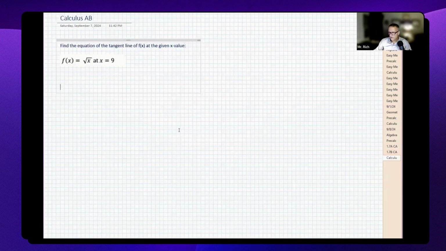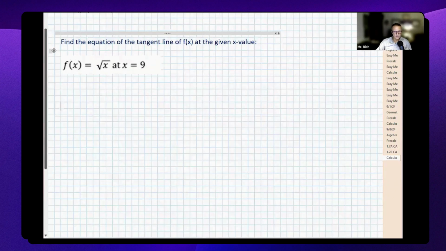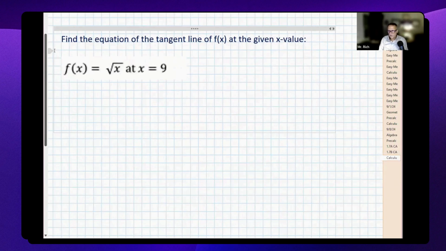All right, I'm going to move on now to calculus. I do have some AP Calculus AB students, and we are going to solve this as our last problem tonight. This says to find the equation of the tangent line of f of x at the given x value.